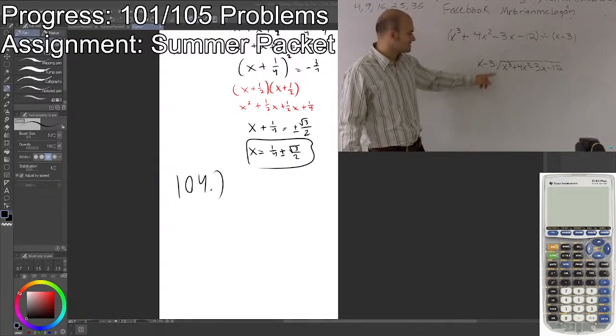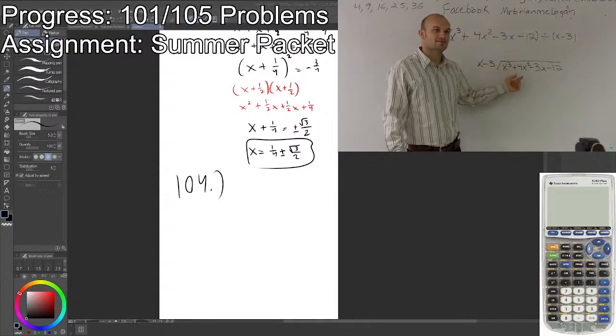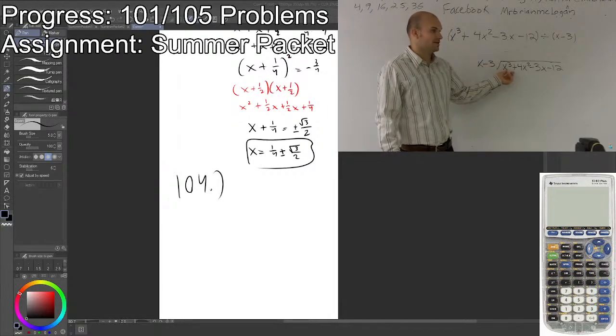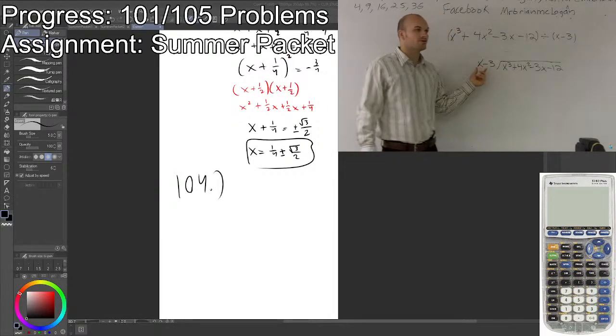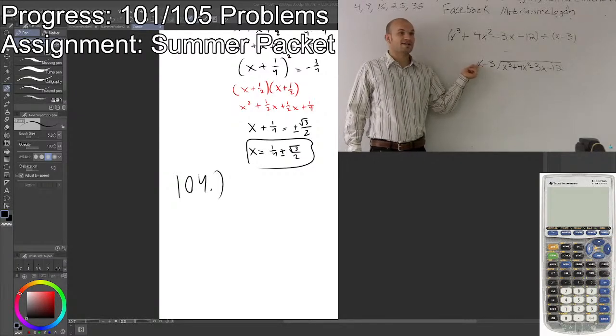Well, if you look at this, see all these x's? I can't divide my 3 into my x. However, I can divide my x into these x's. So I'm going to start with my first number, and that's the number I'm always going to work with as far as dividing. If I can't divide this x into a number, it can't be divided.